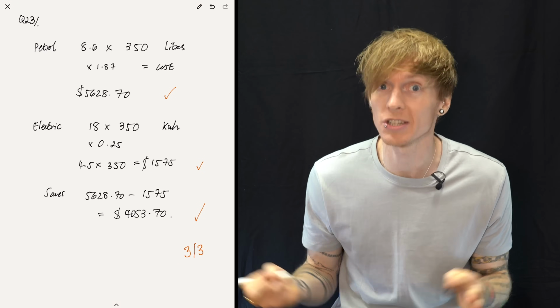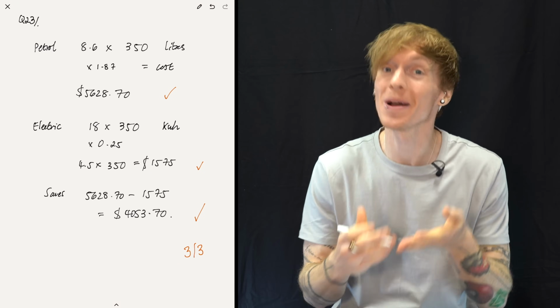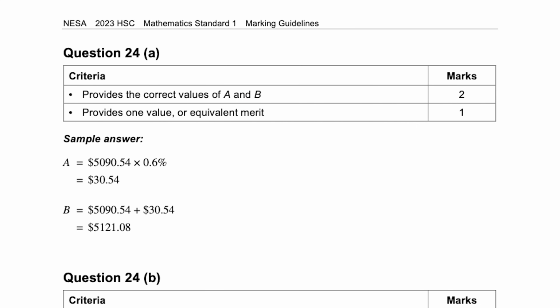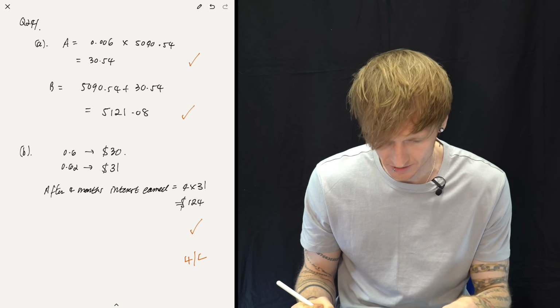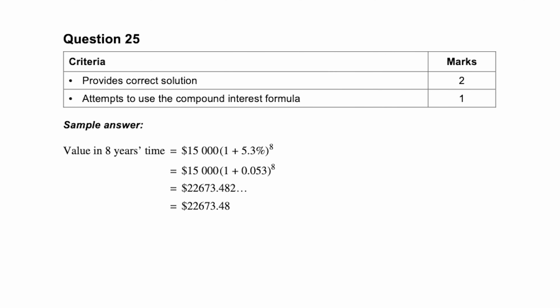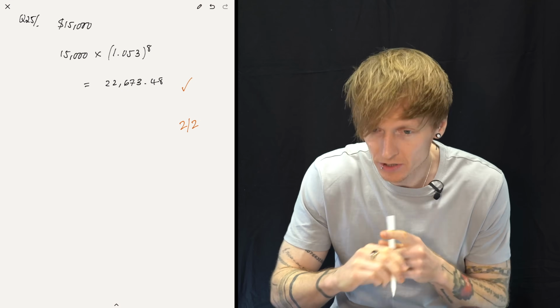Okay. I've learned so much about the world and the way to apply maths to it. 24, 30.54, 5121.08, and $124. Awesome. So that was 4 out of 4 for that. So still just those 2 I've lost because I don't know what a minimum spanning tree is. 25, 22, 6, 7, 3, 48. Awesome. 2 out of 2.